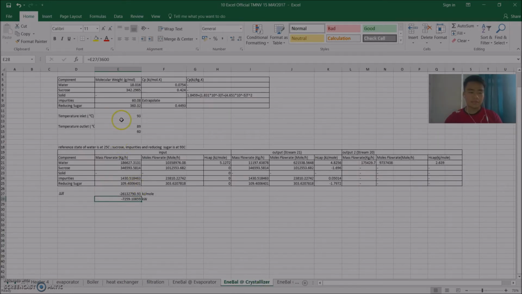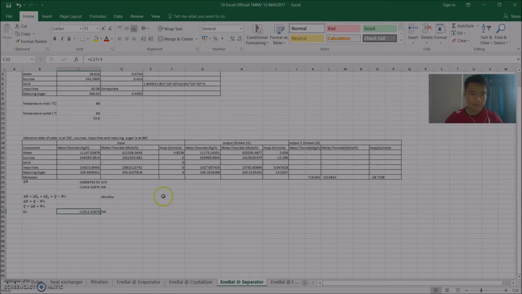Next is the crystallizer. As you can see here, the inlet temperature is 93 degrees Celsius, the first outlet stream is 89 degrees Celsius, and the second outlet stream is 60 degrees Celsius. First we set the reference state of water at 25 degrees Celsius, while sucrose, impurities and reducing sugar are at 93 degrees Celsius. Then we calculate the delta H of the unit, where we get negative 7,259.10859 kilowatts.